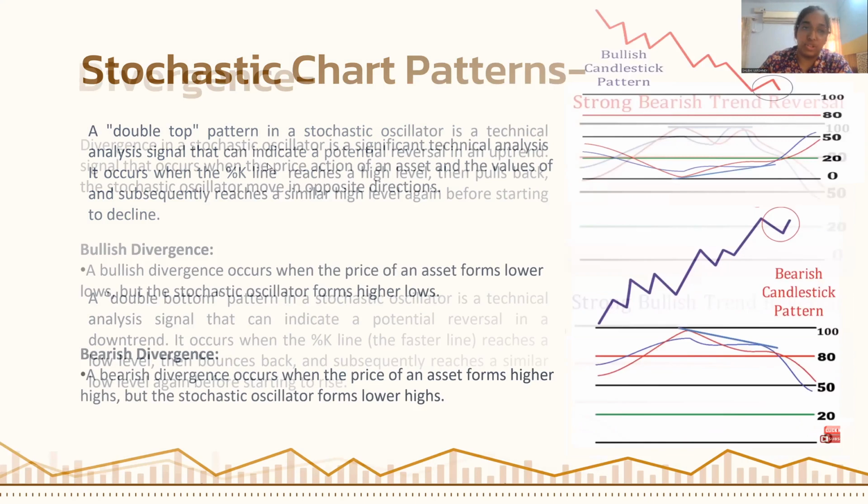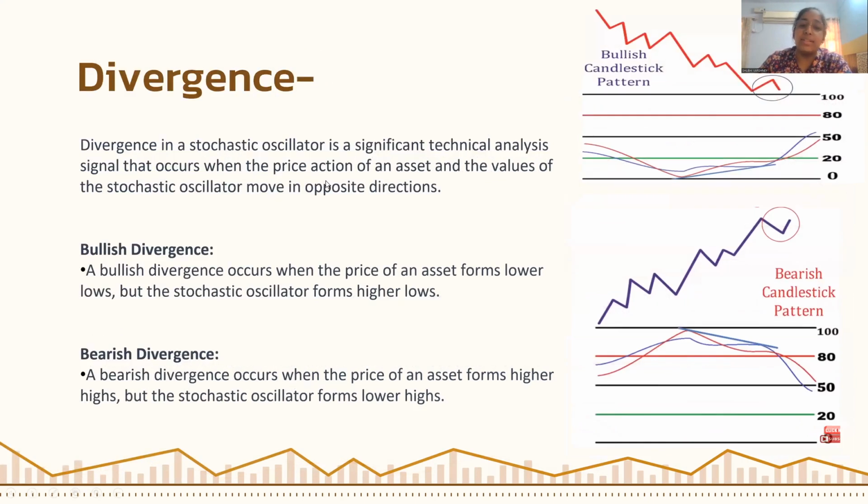Now what is divergence? Divergence in a stochastic oscillator is a significant technical analysis tool which occurs when the price action of an asset and the values of the stochastic oscillator move in opposite directions. For example, when the prices are showing a profit but the stochastic oscillator is showing a loss, it is known as divergence. Now there are two types of divergence, bullish and bearish divergence.